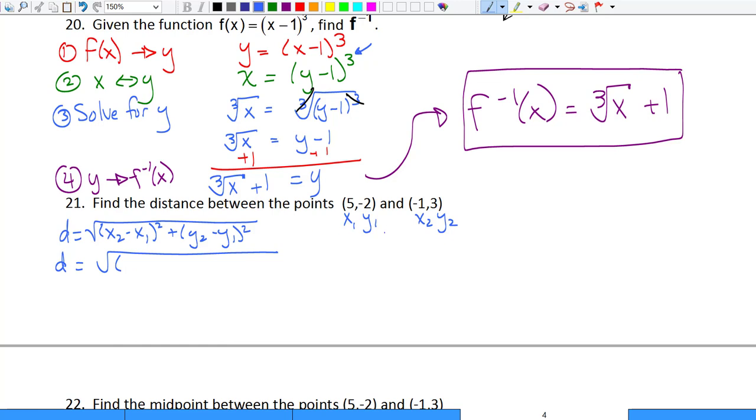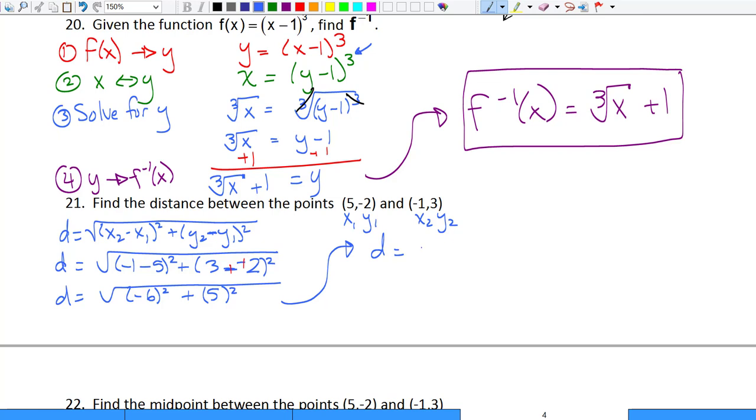So we have x2. Who is my x2? In this case, negative 1 minus, because there's a minus in the formula, x1, which is 5. Quantity squared plus parentheses y2. y2 is 3 minus, because there's a minus in the formula, and then y1, which is negative 2. So the minus comes from the minus in the formula, the negative comes from the 2. Now I'm going to work the inside, so I have negative 6 squared and minus a negative. Add a line, change the sign, that's really 3 plus 2, which is really 5.